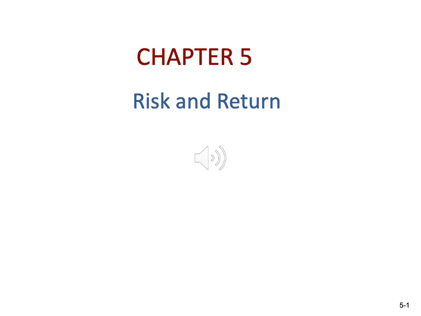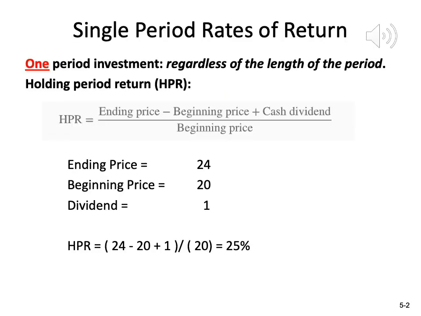In this chapter, we are going to calculate the risk and the return and also look at some historical risk and returns. The single period return, the one period investment return, is the holding period return, which is calculated as the ending price minus the beginning price plus the cash dividends, divided by the beginning price. So this holding period return is for stocks because you are going to receive periodic dividend payments.